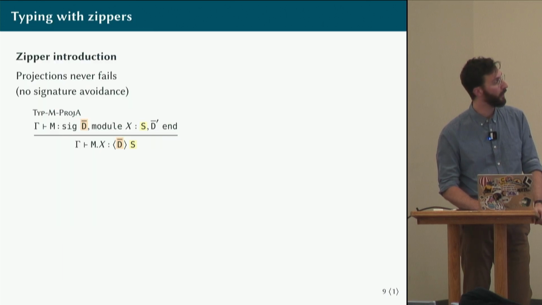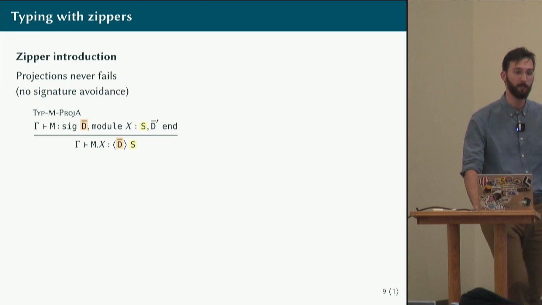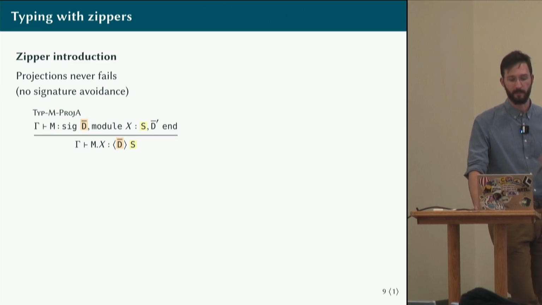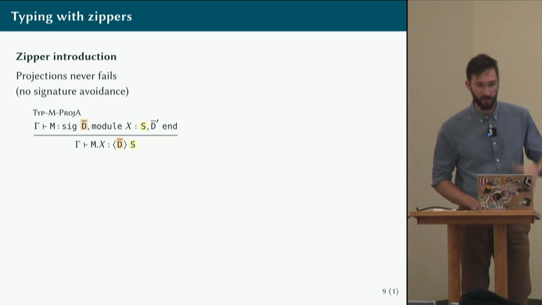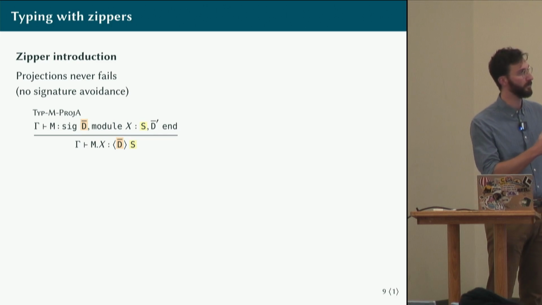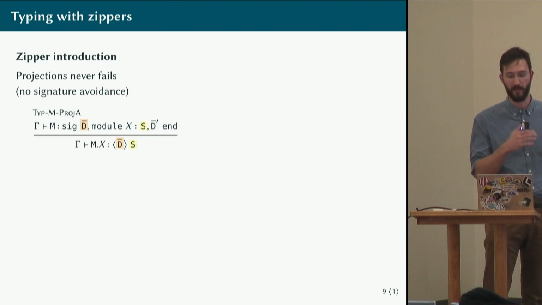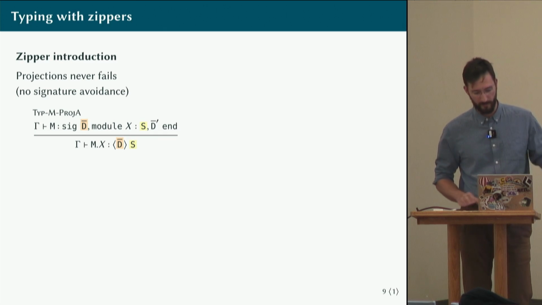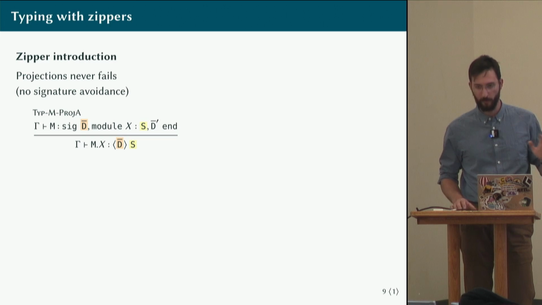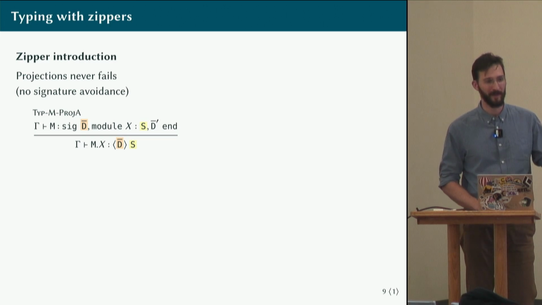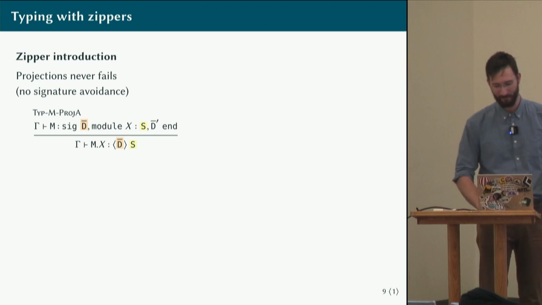So we have a projection rule where we can take any module expression M that contains a submodule X, and we can project onto it. We just gather all the fields, the declarations that the module might depend on, and we put them in a zipper. And this is typically a rule that is very problematic in systems that don't have zippers.